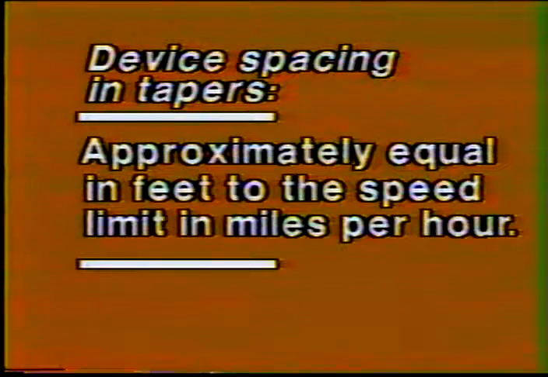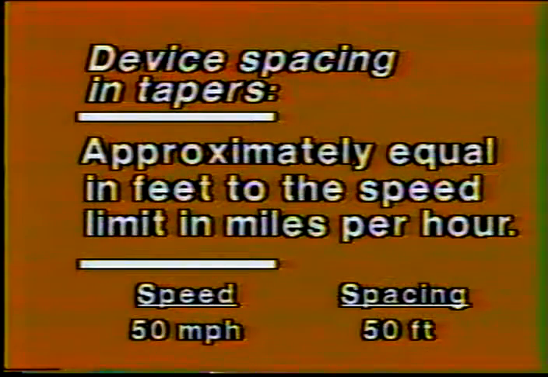The spacing of devices in a taper is also related to traffic speed. As a rule, the maximum space between devices in a taper is a distance in feet approximately equal to the speed limit or prevailing speed in miles per hour. So for traffic moving at 50 miles per hour, the maximum space between devices should be no more than 50 feet, and very often it should be less.